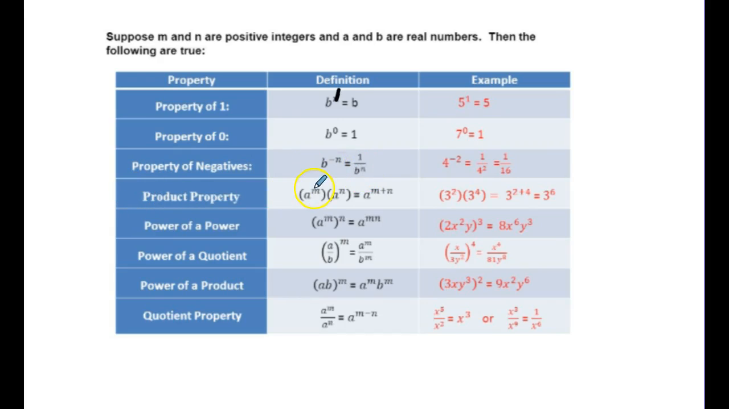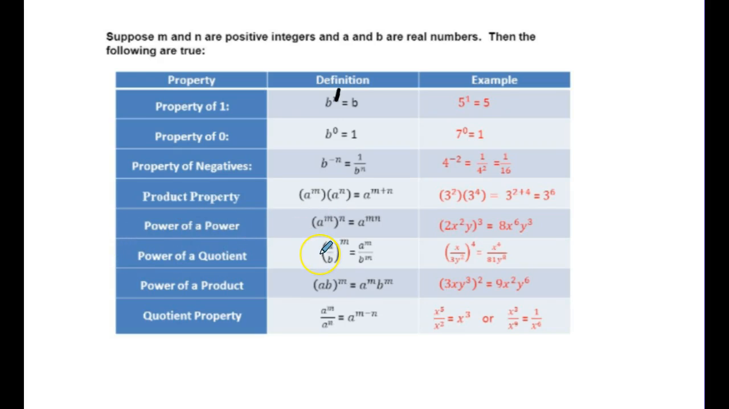The product power, if we have the same base a and we're multiplying those two real numbers together, we add our exponents. We would take a raised to the m plus n power. The power of a power property, we have an exponent raised to an exponent. We multiply those two exponents together.